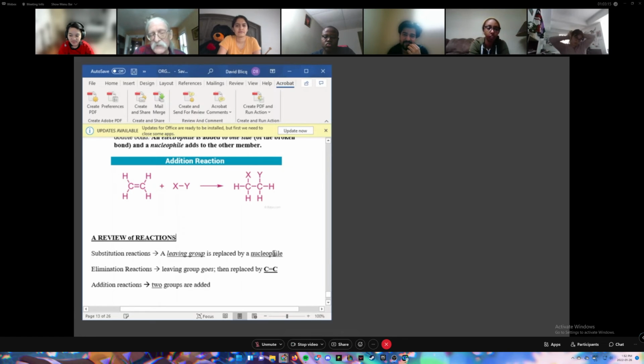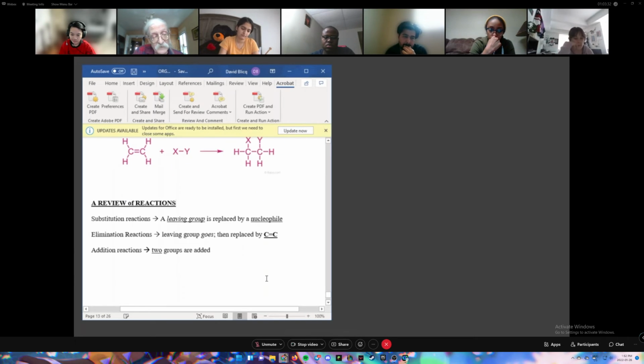A nucleophile has to have sufficient charge or nothing's going to happen. It'll just sit there. Elimination: you've got a leaving group that goes, and you replace that unhappy carbocation with a double bond. Finally, addition reactions: two groups are added, replacing a missing double bond.